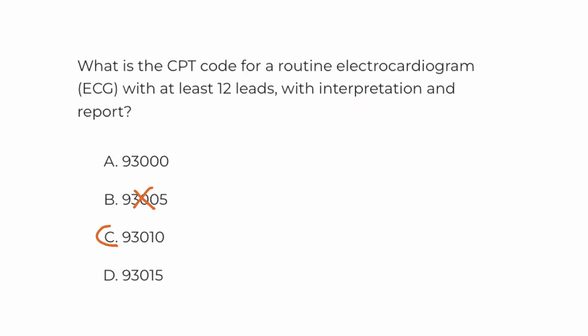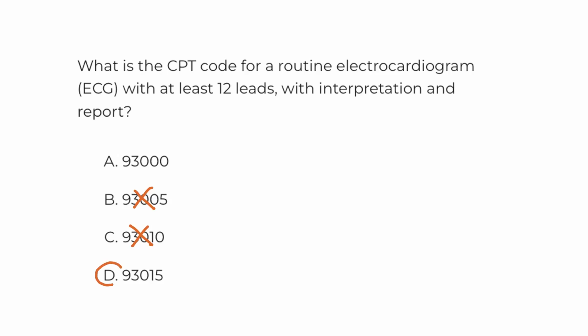Then we have C, 93010, which is also not the correct code. And this is essentially the opposite of B. This is the code for an ECG interpretation and report only, but does not include the tracing. So for this reason, C is not correct.